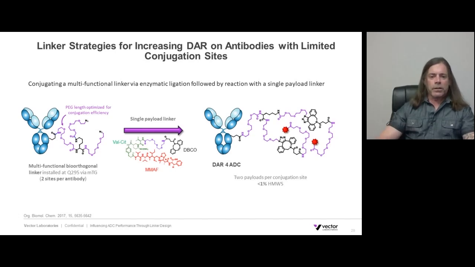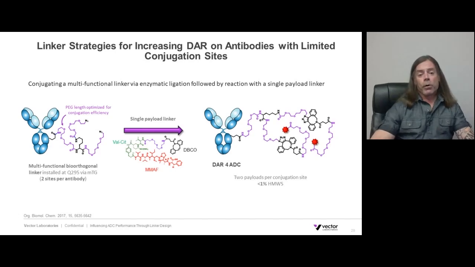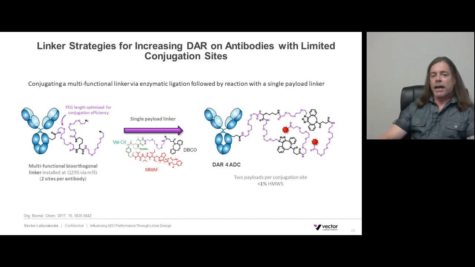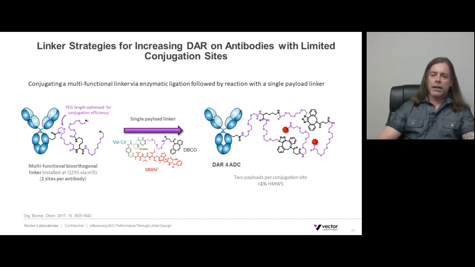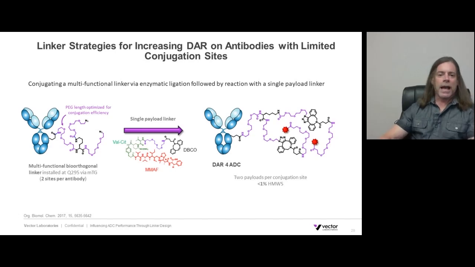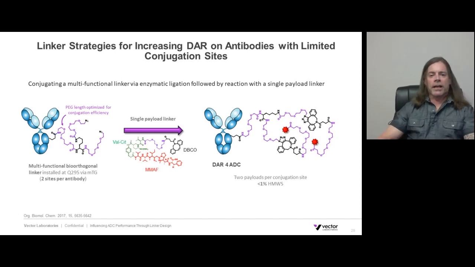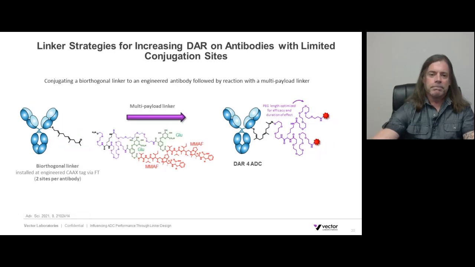So here's an example where they took a multifunctional linker and installed it at Q95 via microbial transglutaminase. So even though you still only have 2 conjugation sites on that antibody, the branched linker allowed you to put 4 reactive groups on that antibody. And now you can come at it with this single payload linker, do your bioorthogonal click chemistry, and you end up with a DAR4 ADC with 2 payloads per conjugation site and less than 1% aggregate. So in this case, the linker design allowed them to increase the DAR on an antibody with limited conjugation sites by increasing the number of reactive groups per conjugation site.